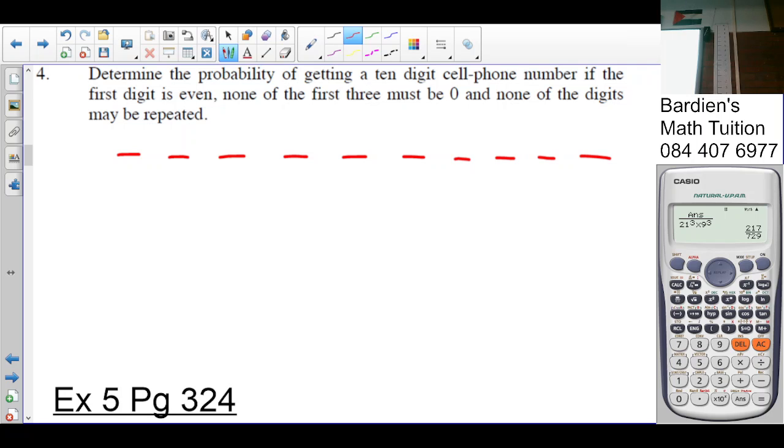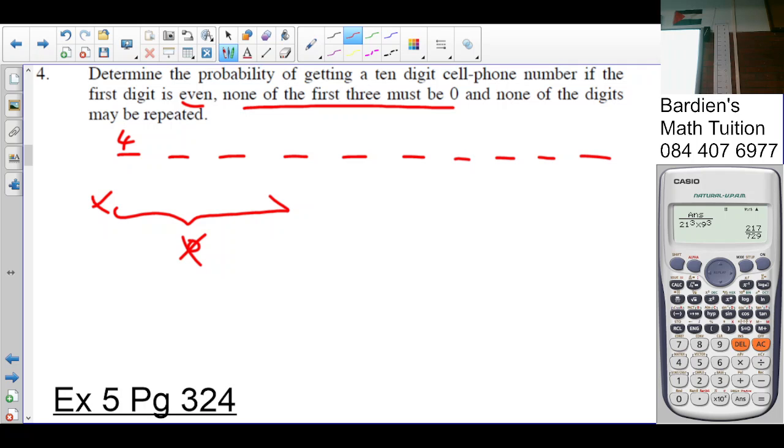Okay, determine the probability of getting a 10-digit cell phone number if the first digit is even and none of the first 3 is 0. So you can't have 0 in the first 3. Because 0 is excluded. So how many options do I have? 2, 4, 6, 8. So it's 4 options. Not so?